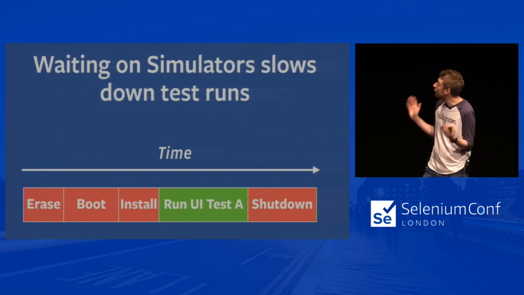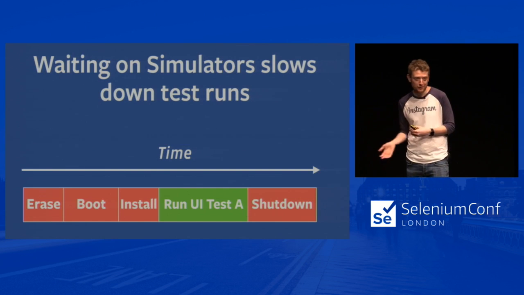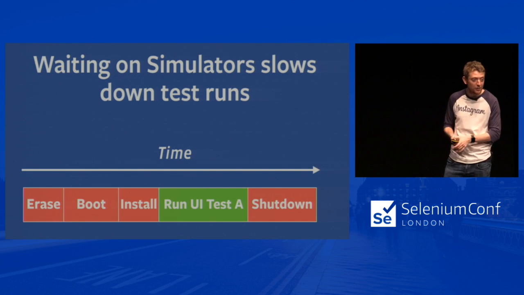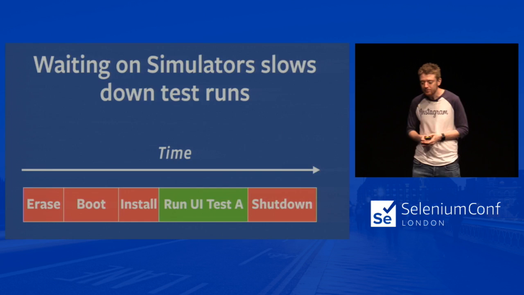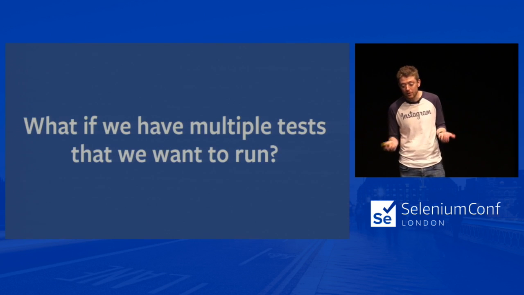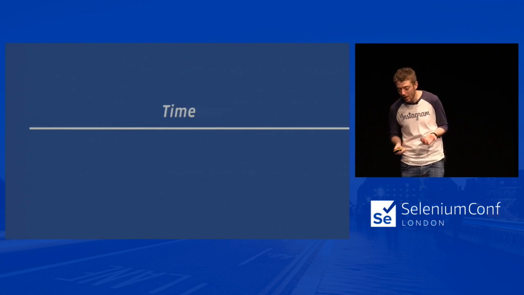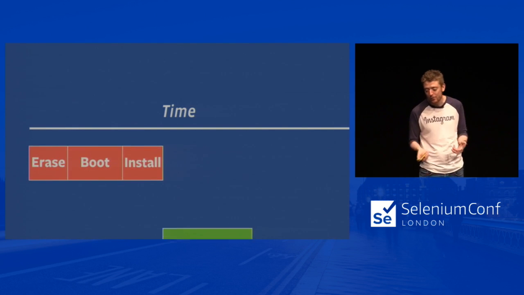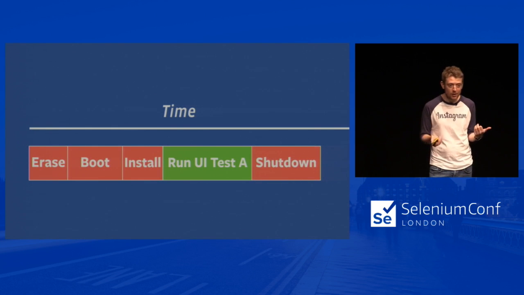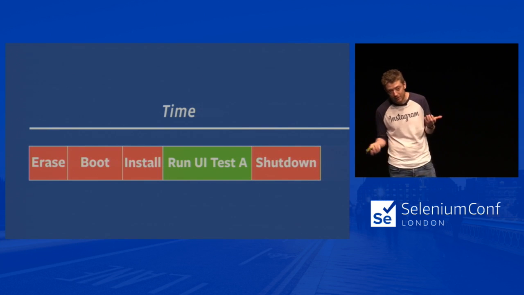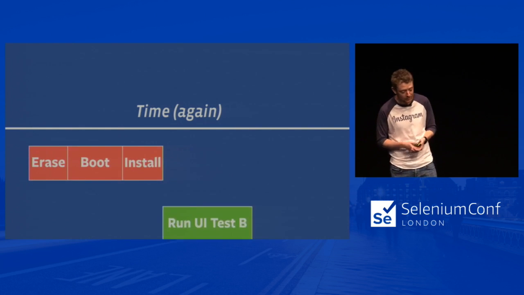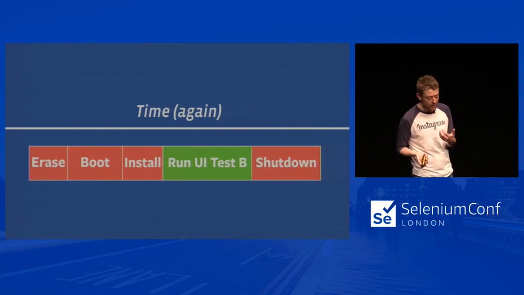So waiting on simulators slows down test runs. Like, we only want to actually run the tests. The other steps are just necessary in order to fulfill a number of needs. So what happens if we have multiple tests that we want to run? Well, we start off with the time series again. We erase, we boot, we install, we run the first UI test, test A, and then we shut down. So if we want to run a second, well, we do this all over again. We erase, boot, install, and then shut down.